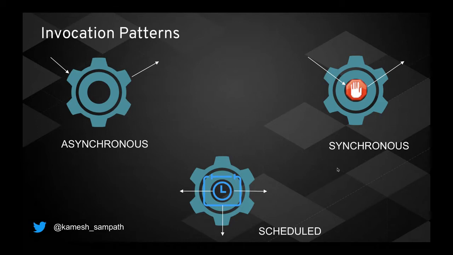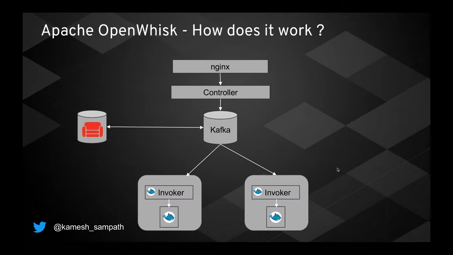And synchronous, I can still make my function work synchronously. You'll see one example of a web action where I can have an HTTP URL to invoke the functions. Sometimes you might need to use it synchronously, so that's where the synchronous function comes into the picture. And the third one is schedule, something similar to your cron job. So I can have some function executed at this point of the day, that kind of stuff.